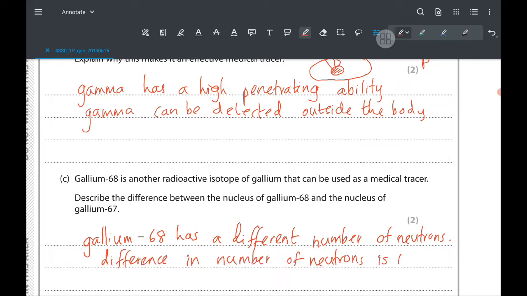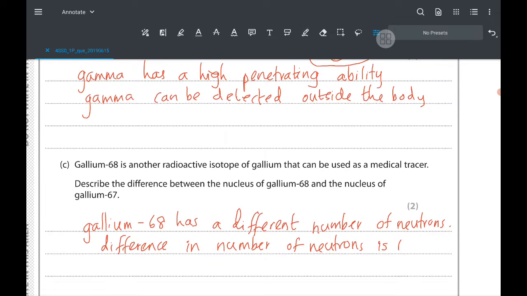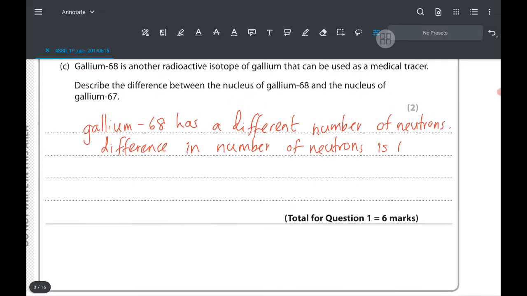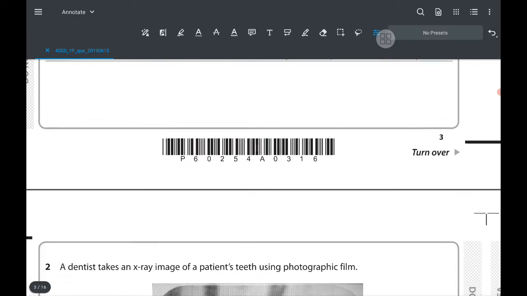1. Now if you mention that gallium-68 has fewer neutrons, that's going to be wrong. You can say gallium-68 has one more neutron than gallium-67, that is fine. If you mention that too, that is correct. Okay, next question. Now this is actually a 6-mark question.